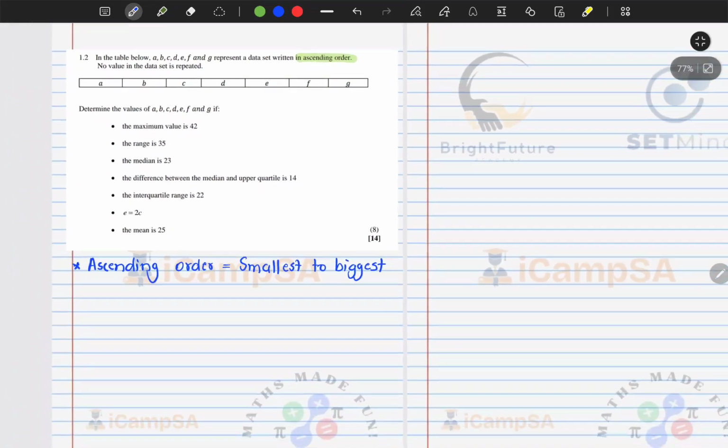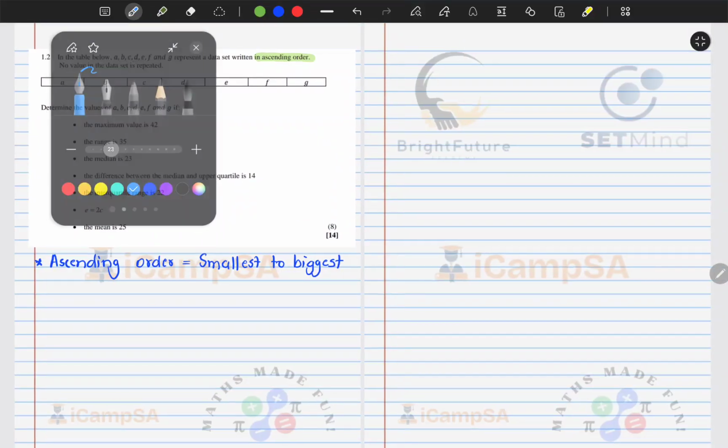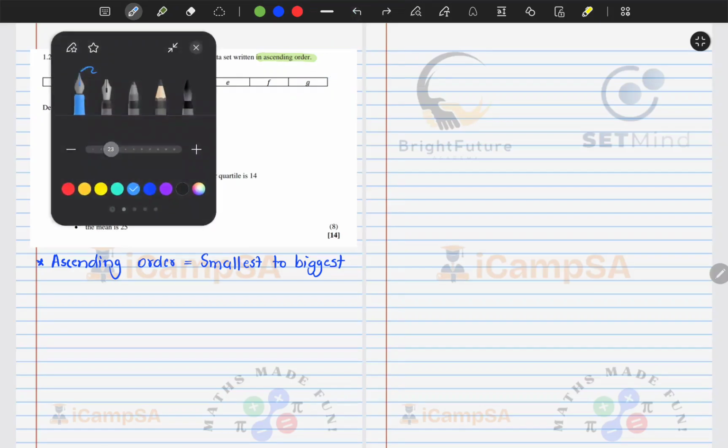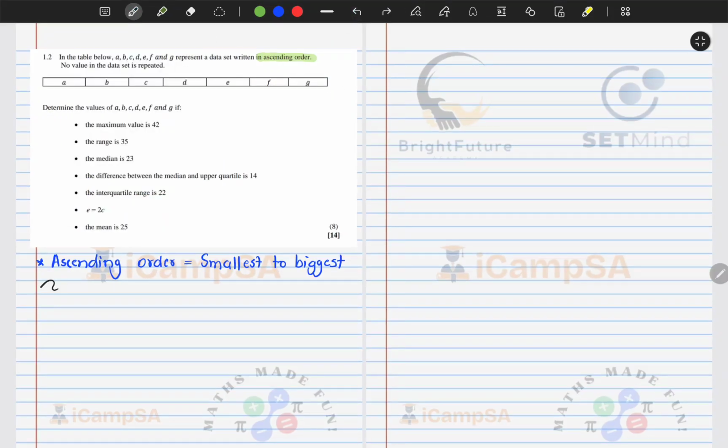So that makes our life very easy because we are told the maximum value is 42. And we know that the maximum value is G. Okay, so this means that our maximum value, which is G, will be 42. So there we go, we're done. Therefore, G equals 42.